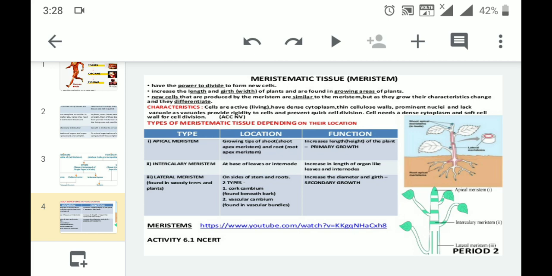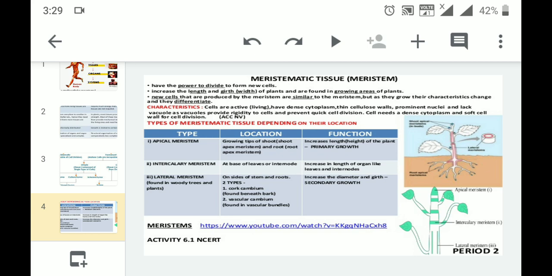The characteristics associated with meristematic tissues are that the cells are active and living, they have dense cytoplasm, a thin cellulose wall, and prominent nuclei, and they lack vacuoles, as vacuoles provide rigidity to the cell and prevent quick cell division.